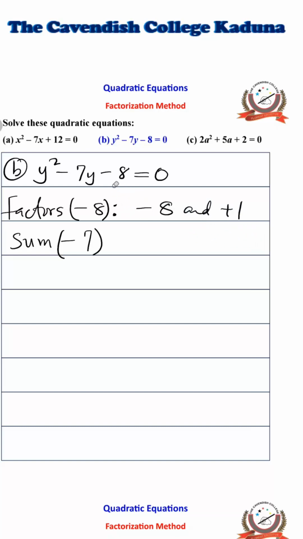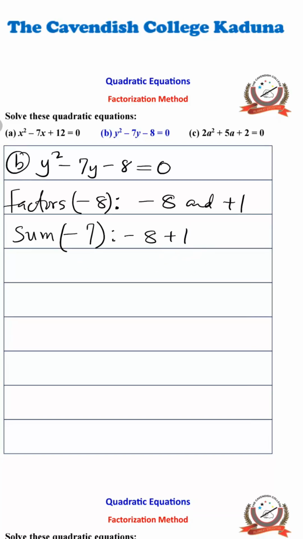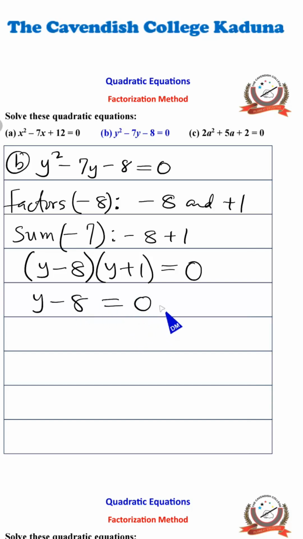Since the number we are looking for factors of is negative, and the sum is negative, it means one of the numbers must be negative, because minus 8 plus 1 will give us negative 7. So from here, we create two brackets. The first one will be y minus 8, and the second, y plus 1, is equal to 0. We now have y minus 8 is equal to 0, or y plus 1 is equal to 0.